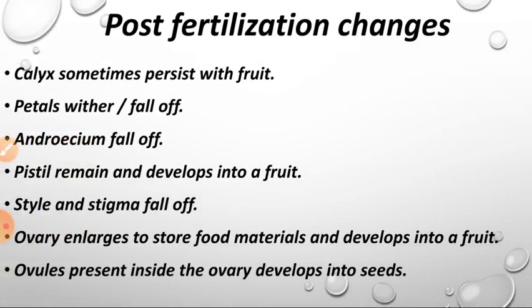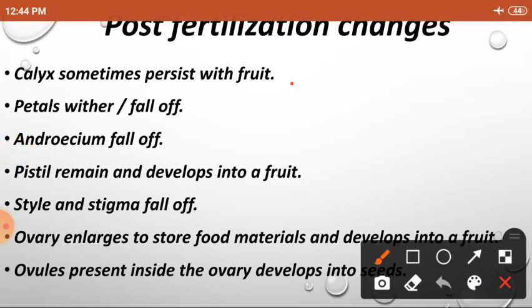And post fertilization changes. Fertilization means after the pollen grains reach the stigma, it starts to become a new plant. Post means next. So after that what will happen? Calyx sometimes persists with the fruit. Calyx means a cup-like structure below the sepal, that stays along with the fruit.